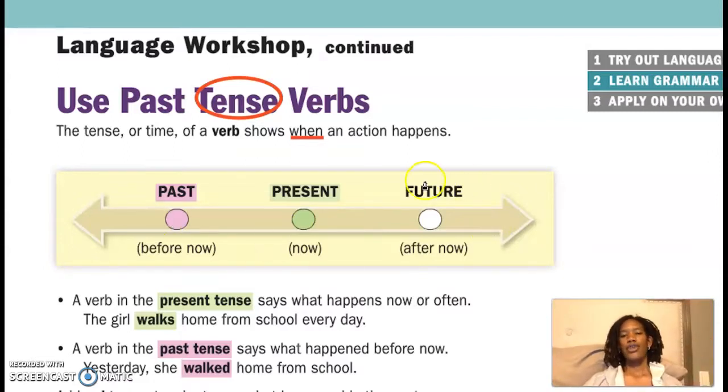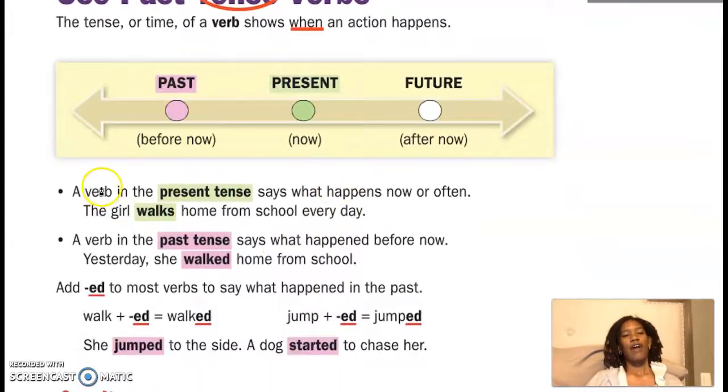Okay, and then you have the future, which we will not talk about today. But future means after the present. Okay, so in the future, tomorrow, next year, these are all future. Okay, but we're only going to be focusing on past and present today. So let's get into it. A verb in the present tense says what happens now or often. Okay, what happens now or often.